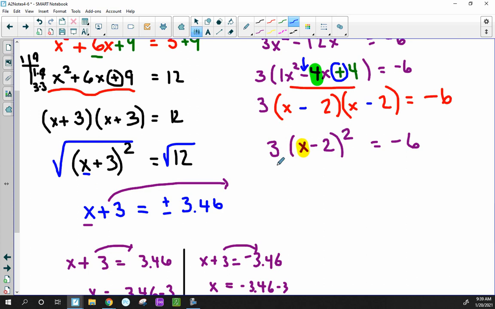Please always do what is farthest away from the variable, and in this case it's the 3. We didn't have to do that over here, obviously because that was a 1. But this is 3, and in order to get rid of it, you're going to do the opposite of multiply, so you're going to show division. Okay, your 3 is going to cancel. You're going to be left with x minus 2 quantity squared, and that's equal to negative 6 divided by 3, which is negative 2.